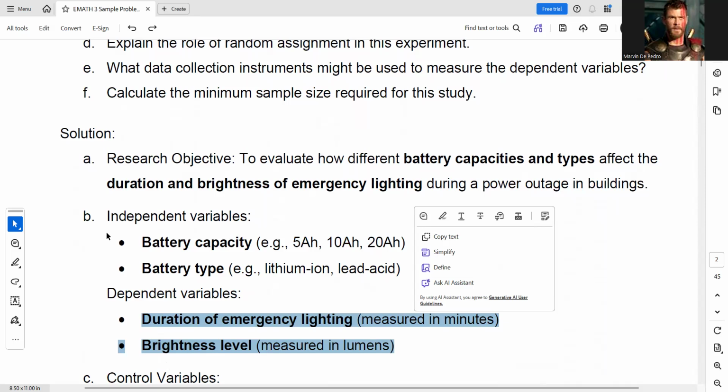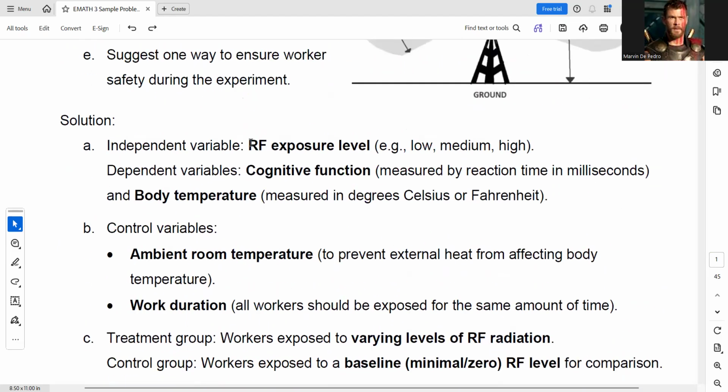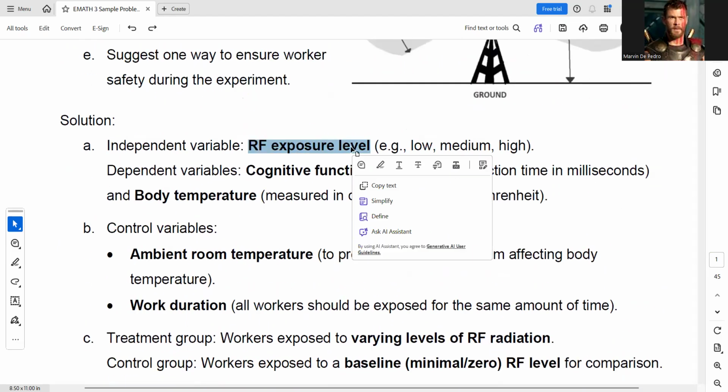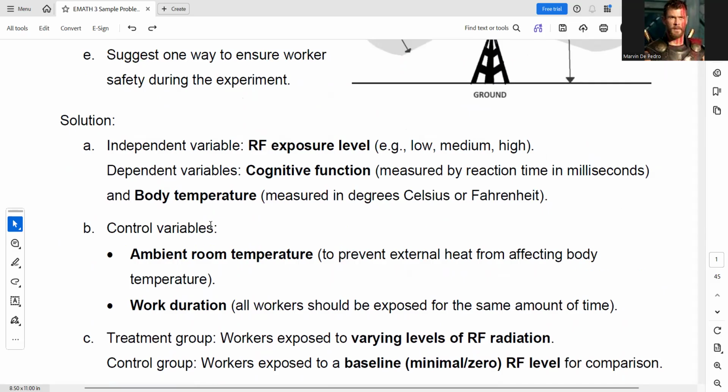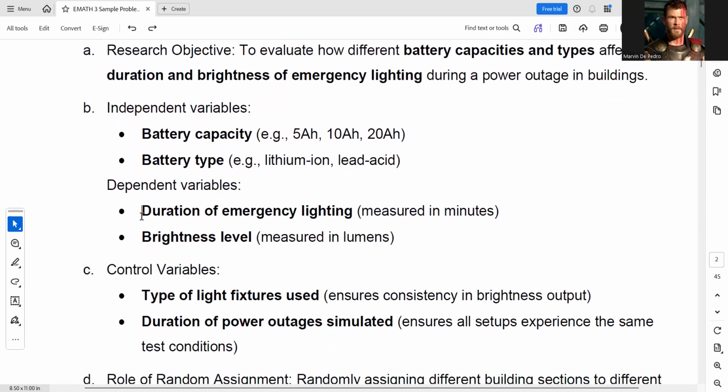Okay, so if we compare with the previous example, in the previous example we are considering one independent variable only as a possible factor. Okay, so this means it is a single factor experiment. While this one we are considering multiple factors, specifically a two-factor experiment.